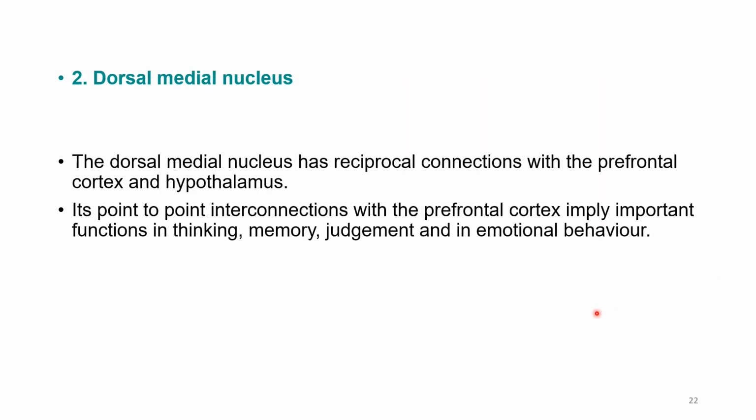Then coming to the dorsomedial nucleus, that is the second visceral efferent nucleus. The dorsomedial nucleus has reciprocal connections with the prefrontal cortex and hypothalamus. Its point-to-point connections with the prefrontal cortex imply important functions in thinking, memory, judgment and emotional behavior. So it is important for all these activities.